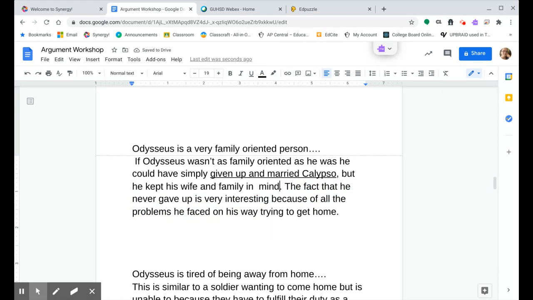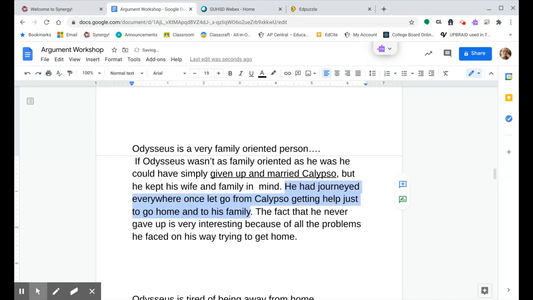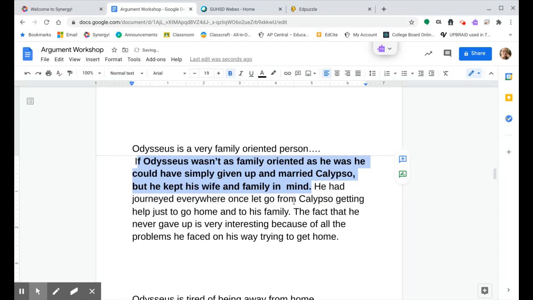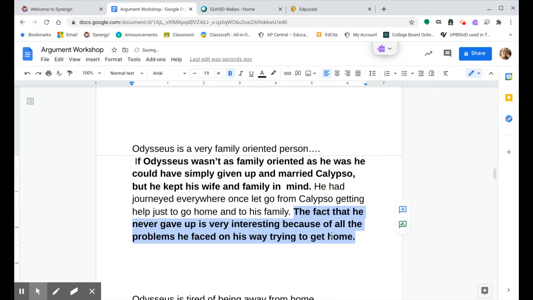The fact that he never gave up is very interesting because of all the problems he faced on his way to get home. Okay, so what would this get? Oh, in case you haven't noticed, grading is not always easy. I am really stuck here between excelling and correct, because these sentences are definitely excelling. And if all I had were the first and the last sentence, I would say excelling, done. This kind of slips away a little bit and starts getting a little too factual.